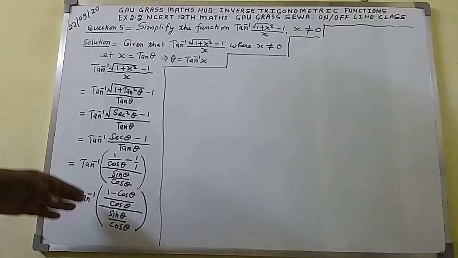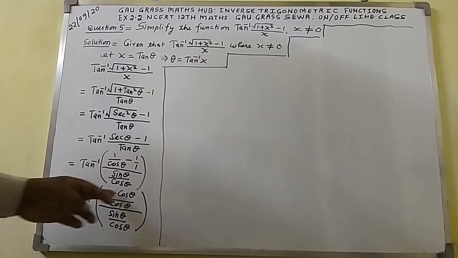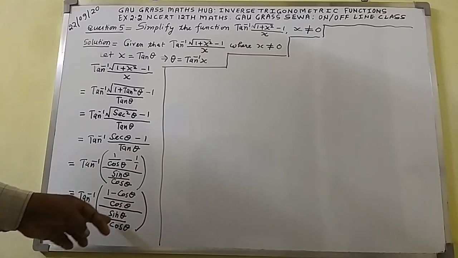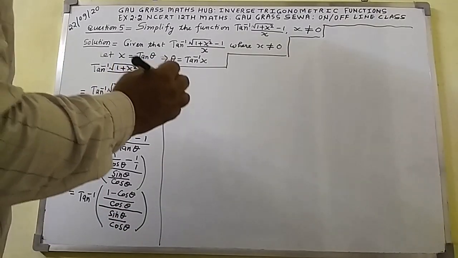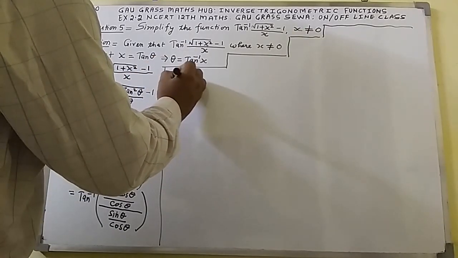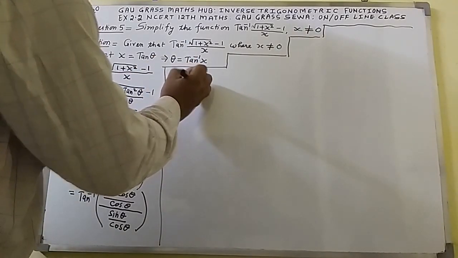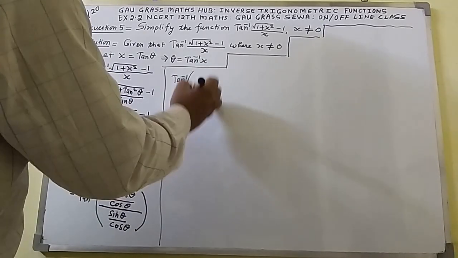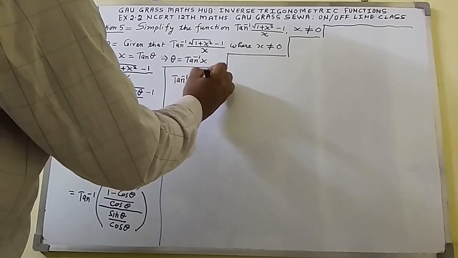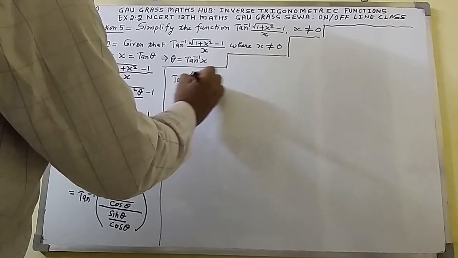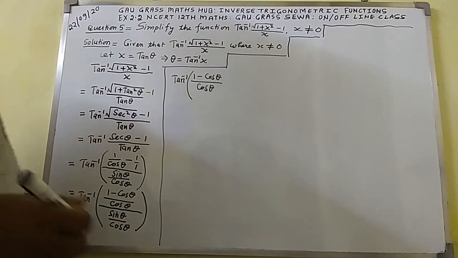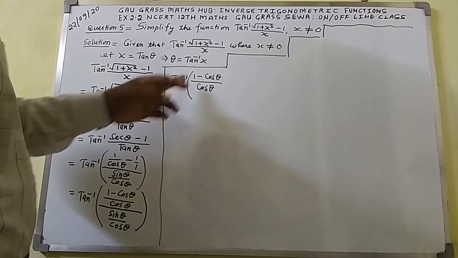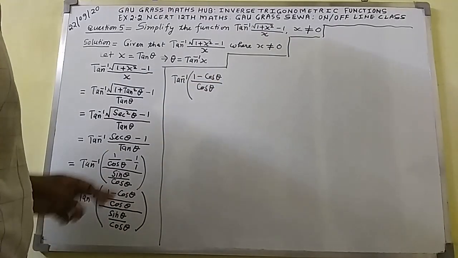Here you have tan inverse in bracket 1 minus cos theta over cos theta, whole over sin theta over cos theta. Now simplify here. On simplification, you will get tan inverse, in bracket 1 minus cos theta over cos theta over sin theta over cos theta.